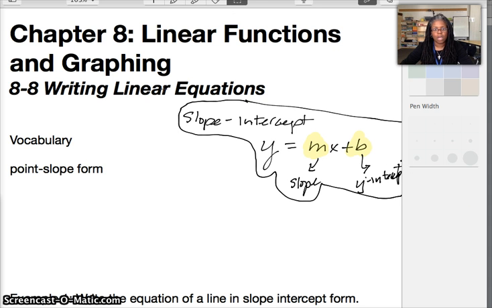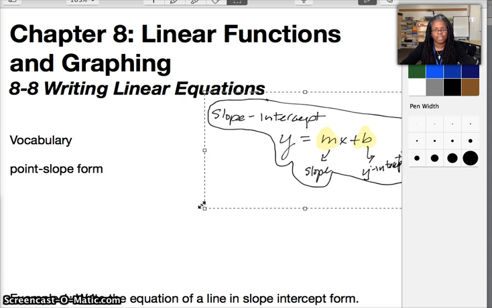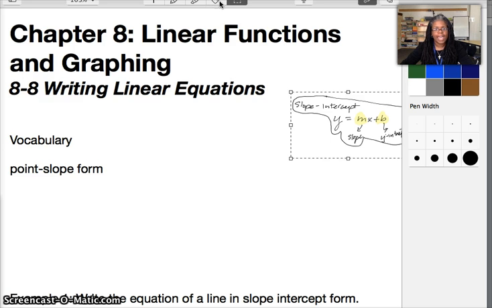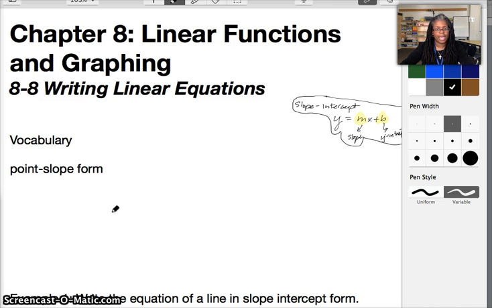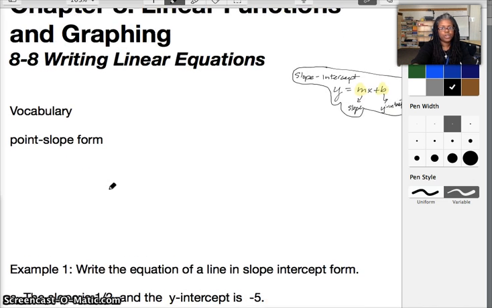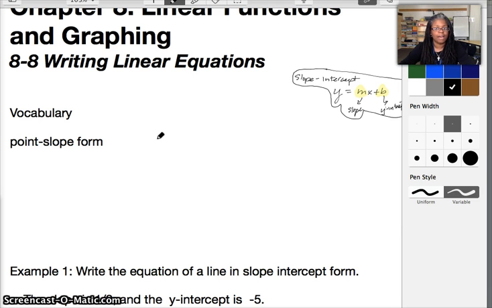So today we're going to talk about a new form that is very helpful, and I hope you start to feel comfortable with it. I'm going to shrink this away a little bit. And so this brings us to our first vocabulary term. Our vocabulary term is point slope form of a line.